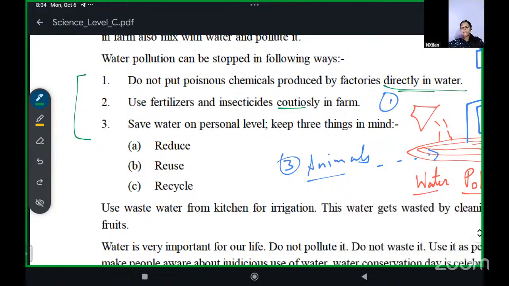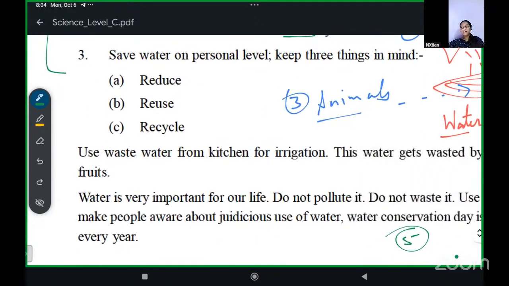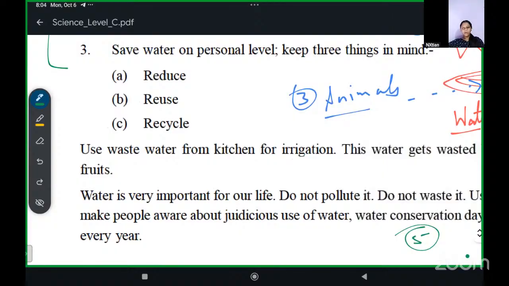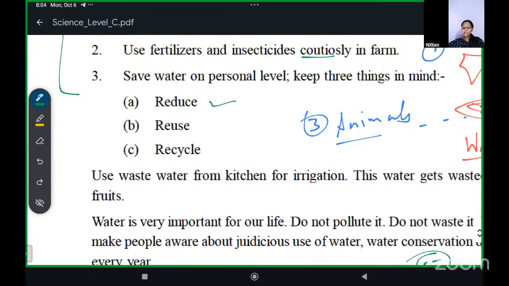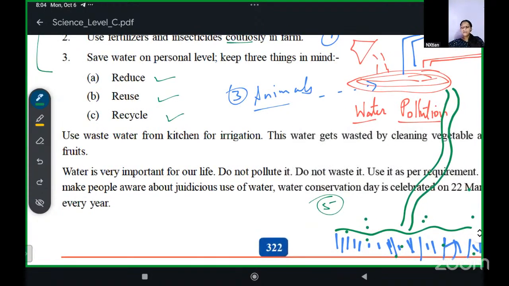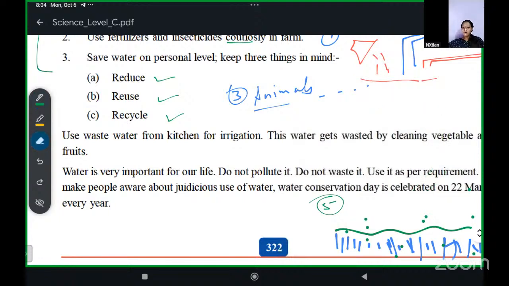Save water on a personal level. Personal level means in our home. In our home, we should save water, like when we are going to the bathroom or when we are washing our hands. We should follow reduce, reuse, and recycle. How? Reduce means reducing your use of water.